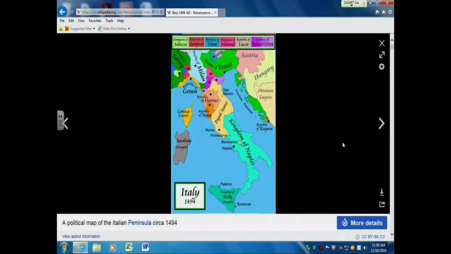But here are the Italian city-states. And as you can see, they are not united the way England and France are. They are not nation-states, but they are very, very wealthy. And they're able to take care of themselves for the most part. And they are patrons of the arts, and they're the people that pay the artists and allow them to have a good living during this time period.